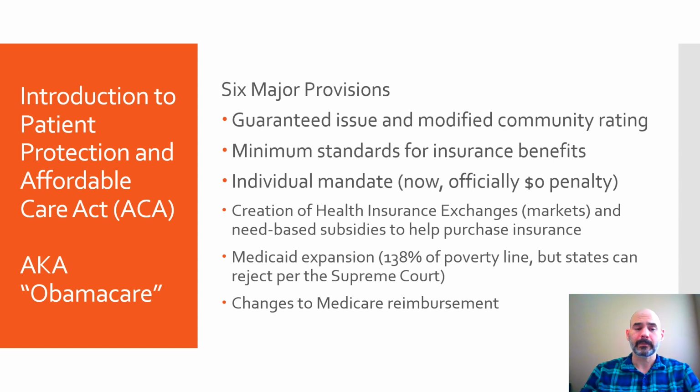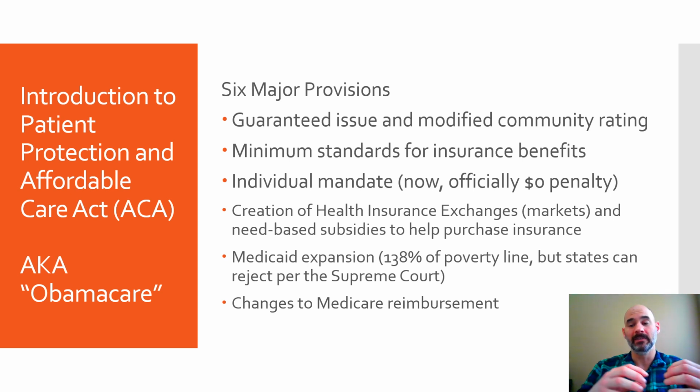And so the 6 major provisions that were included in the Affordable Care Act include guaranteed issue and modified community rating. And so guaranteed issue means essentially that we can't prohibit individuals from being able to buy health insurance simply because they have pre-existing conditions. In fact, the modified community rating goes hand in hand with this.